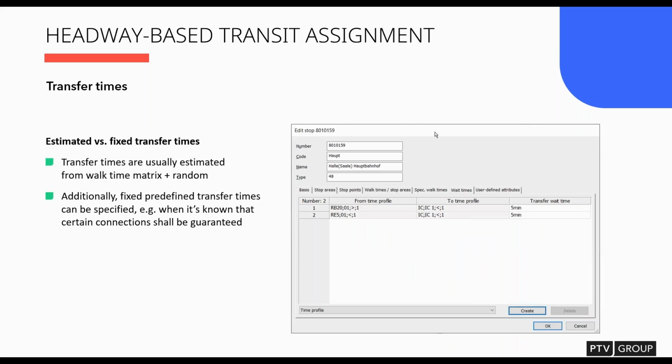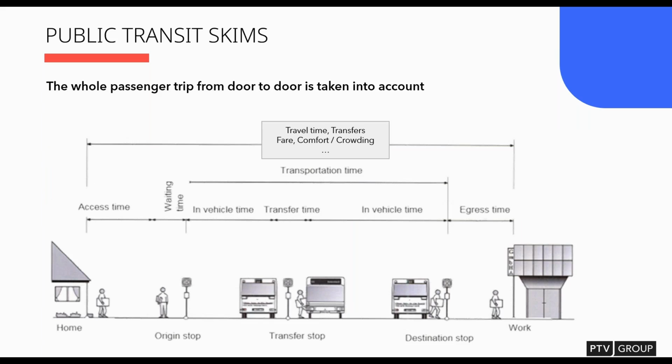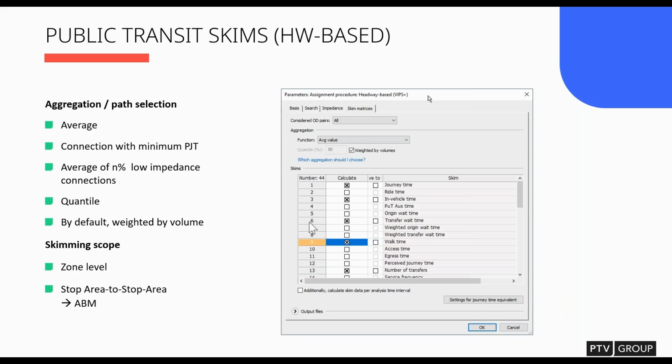You can also have estimated or fixed transfer times. That's something you can edit at the stop level. And again, we're going to bring back this graphic as we talk a little bit about skimming, because this shows you all these various access times, wait times, and transfer times, also available with skims.